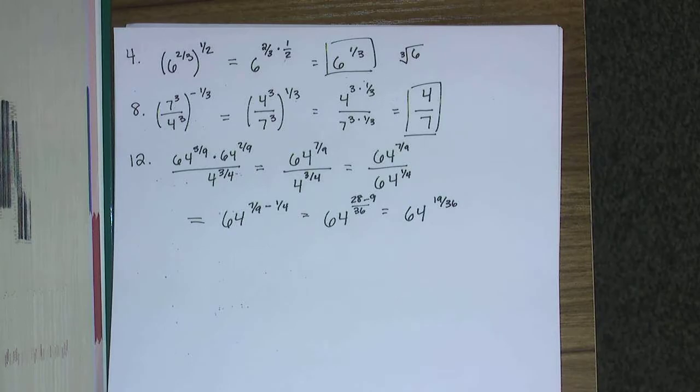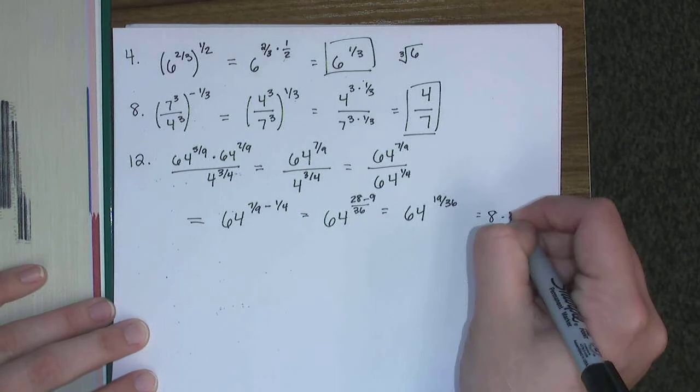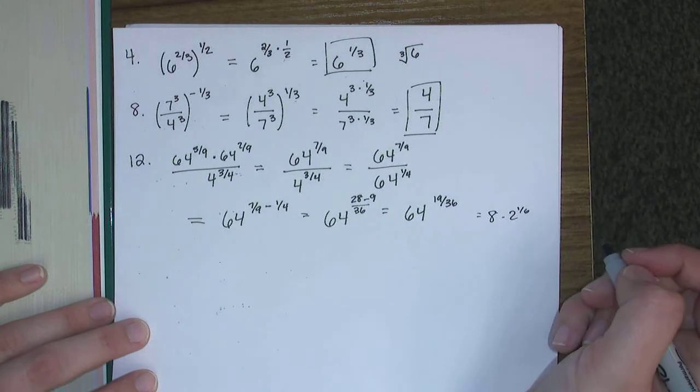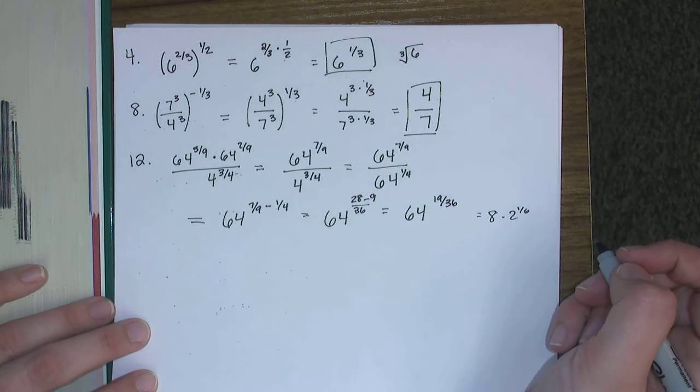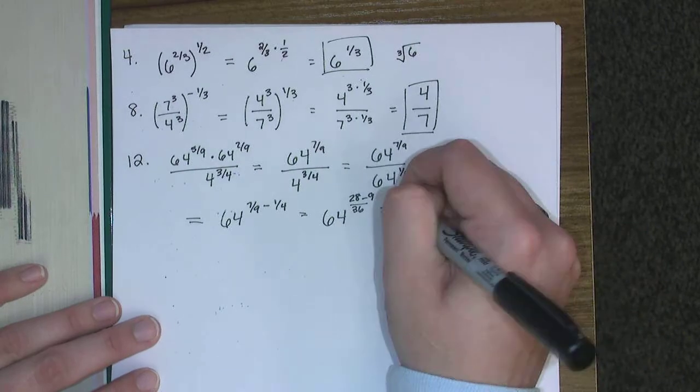The book gives you the answer of 8 times 2 to the 1/6. So basically they do some stuff with pulling some things out of it and whatever, but I would say if you get here, I'm very content with that. You've simplified it down as far as possible. I would not expect you to go any further than that.